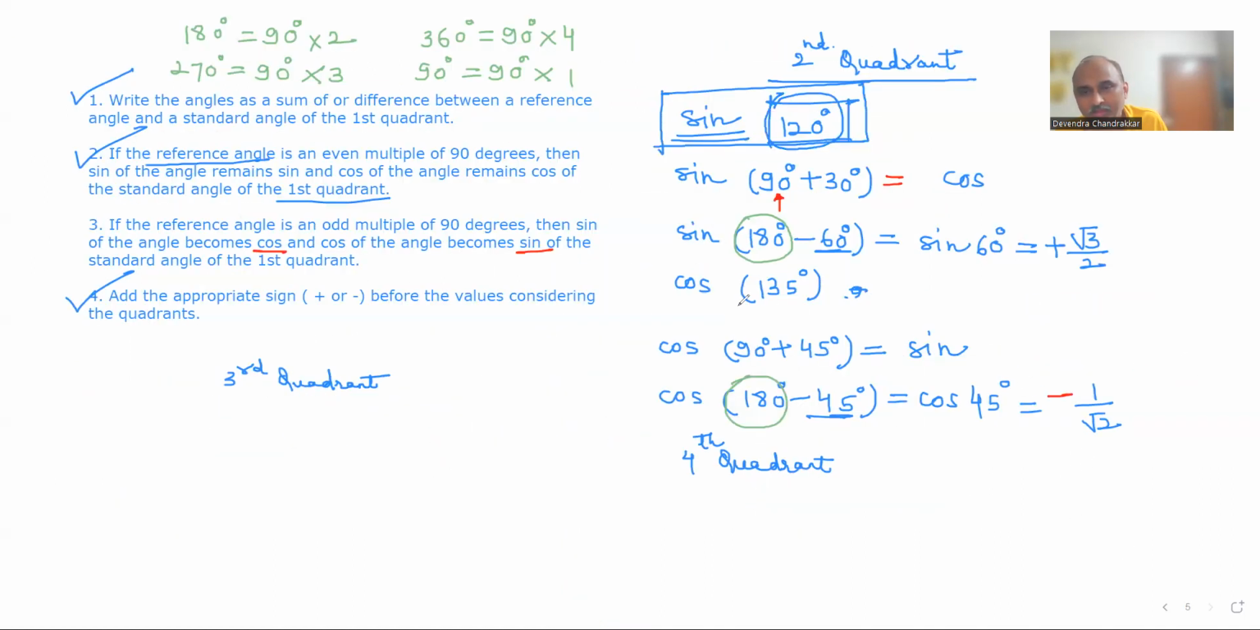And cos of all the angles, this angle lies in the second quadrant, and so cos of all the angles is negative. That's why we have put a negative sign. Okay?